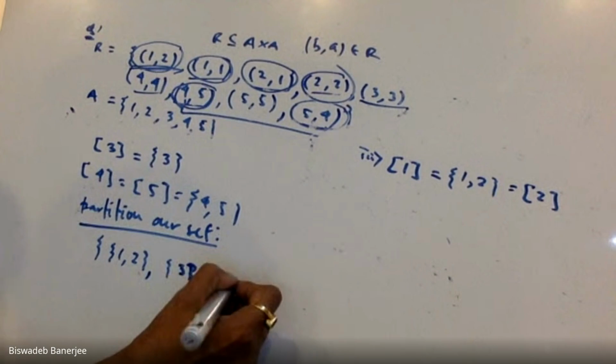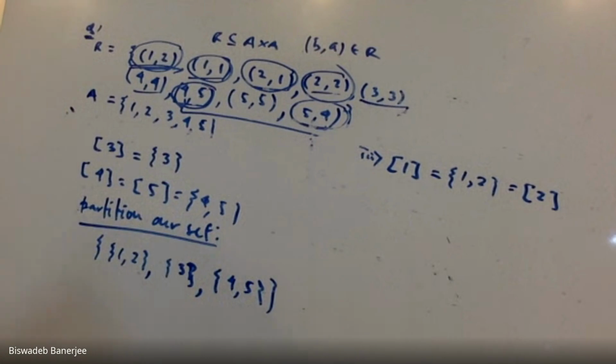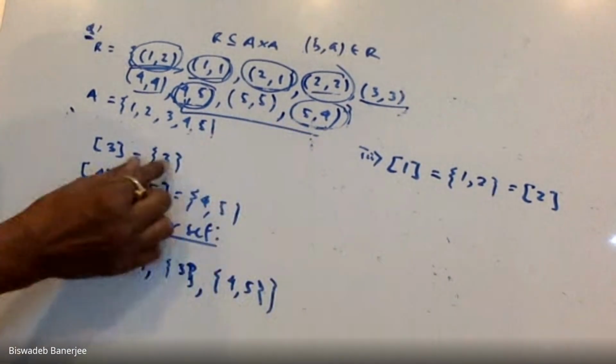This is called partition of a set. This is a shortcut trick to find the partition of a set. Just find out the equivalence classes of each element.